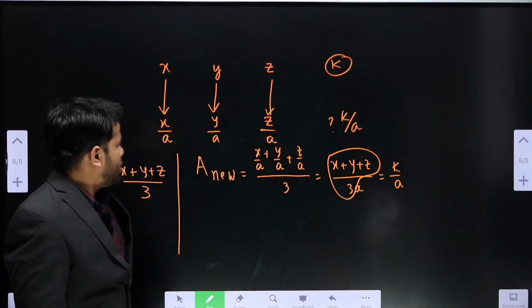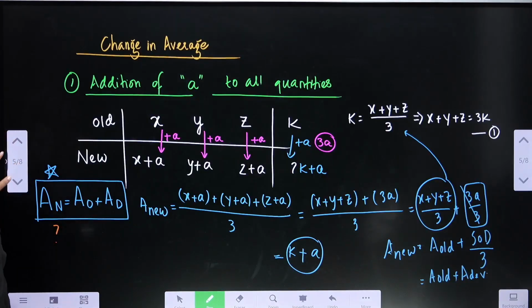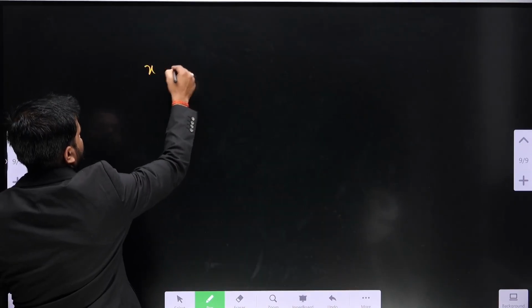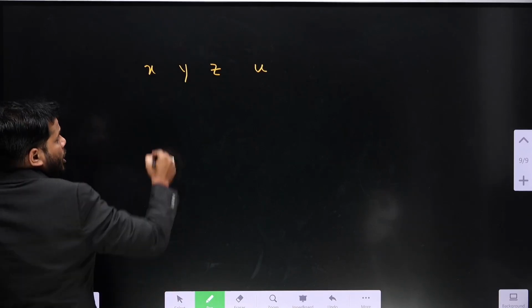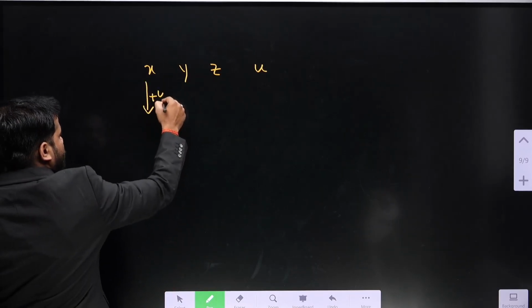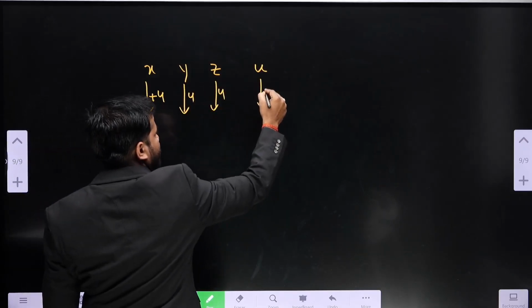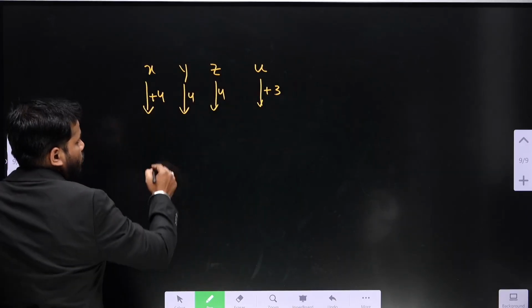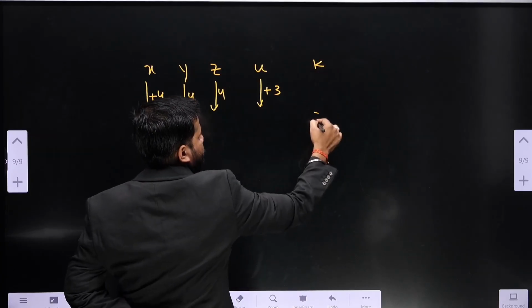Clear? Sir, then where is this formula used? It will be used in this case. Suppose if I tell this is x, this is y, this is z and this is u. If I am adding plus 4 here, plus 4 here, plus 4 here and I am adding plus 3 here in differential cases, then what would be the new average? If the old average is k, what would be the new average?